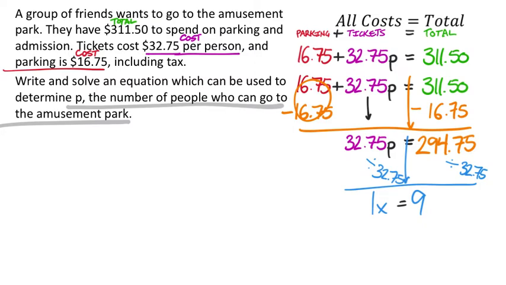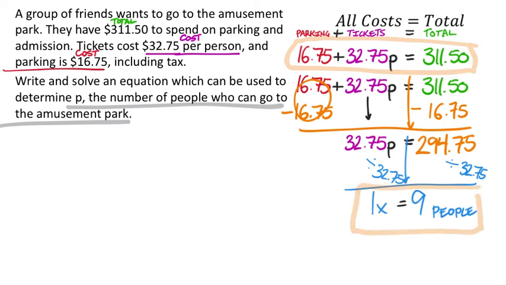So I would be okay saying 9 tickets, but it wants us to label this as nine people. Just like it said over here, number of people. So those are our two answers, right? We have the equation here at the top, and then we have the actual solution, which would be 9 people based on this situation.